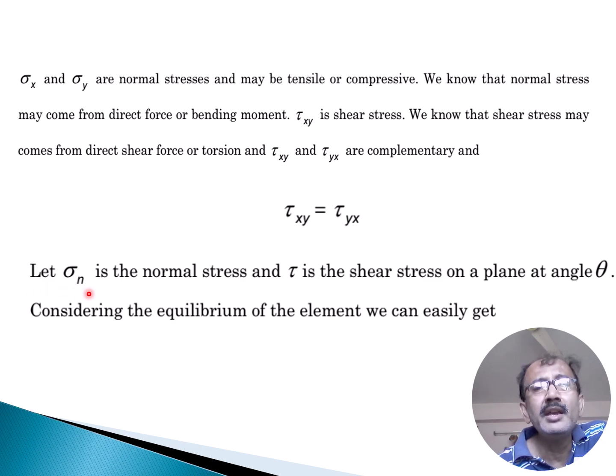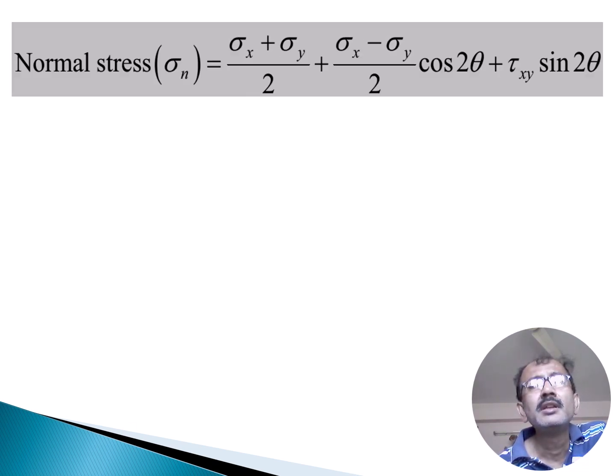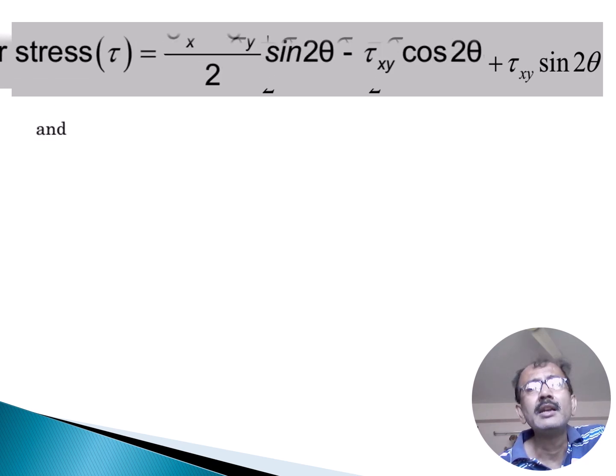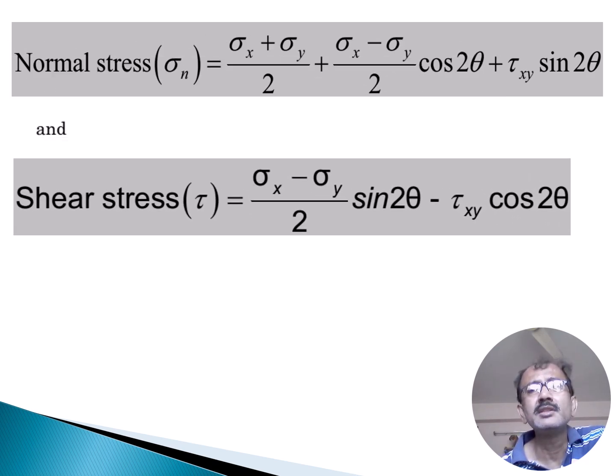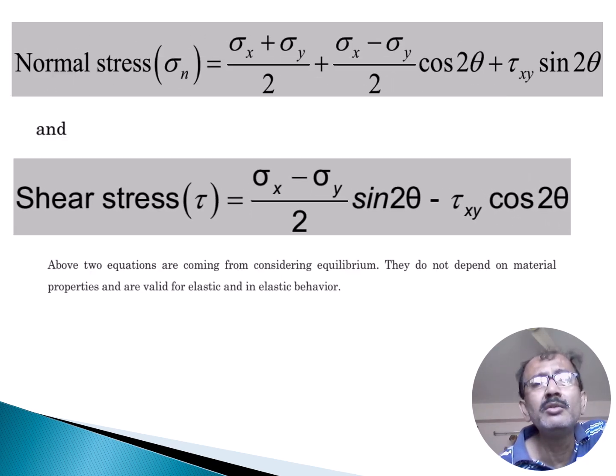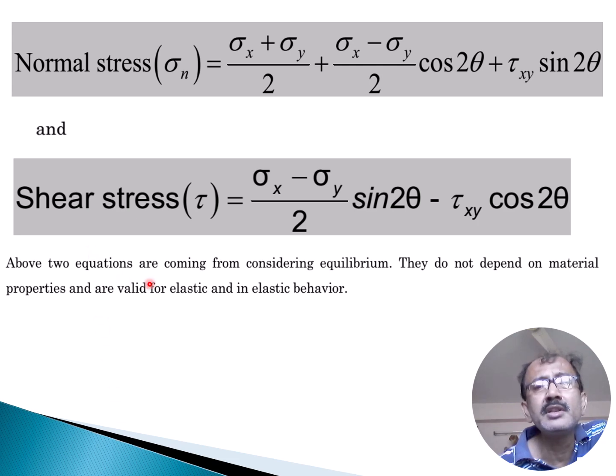Now let sigma n be the normal stress and tau the shear stress on the plane at an angle theta. Considering the equilibrium of the element, we can easily get this sigma n value and this tau value, that is the shear stress value. The above equations come from considering equilibrium.